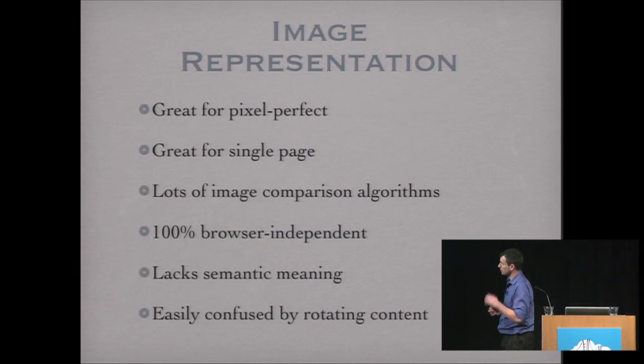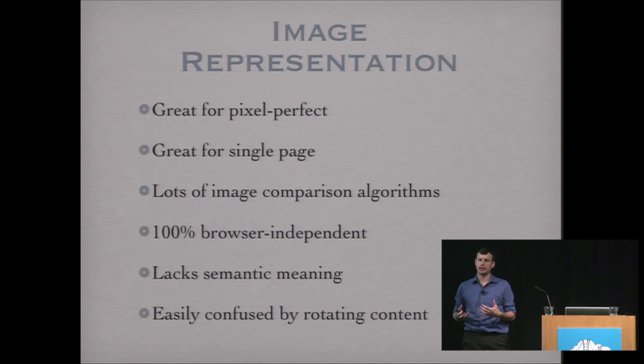Image representation is great if you're looking for pixel-perfect design. There's a lot of algorithms out there for comparing images. It's 100% browser independent. But some of the issues I've had with it is when you get a diff, what you see is a region of pixel differences. It lacks semantic meaning. It's definitely helpful, but when I'm looking at it, I don't necessarily know where to go start fixing things.